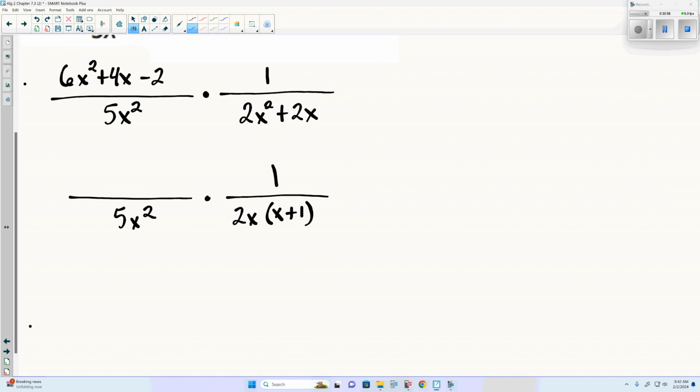Now the last thing we need to factor is 6x squared plus 4x minus 2. There's a greatest common factor of 2. We need to factor it out first, which will give us 3x squared plus 2x minus 1.